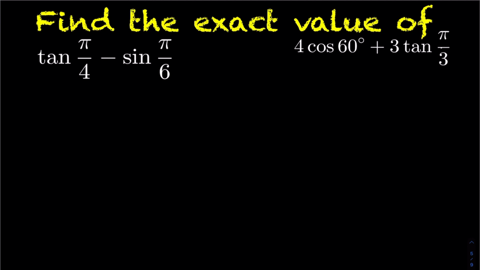Alright, in today's lesson we're going to be finding the exact value of trigonometric expressions. All these trig expressions will come right from our unit circle. So let's take a look at the first example. We want to find the tan of pi over 4 minus the sine of pi over 6. Answering these questions, the first step is to take a look at the unit circle and see where these values are located on our unit circle.